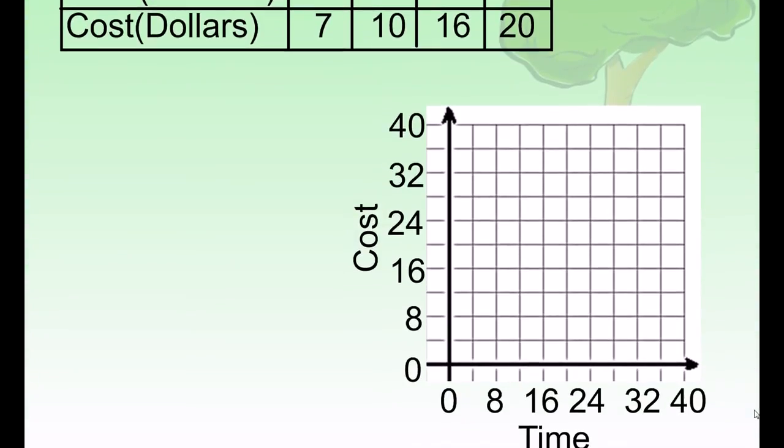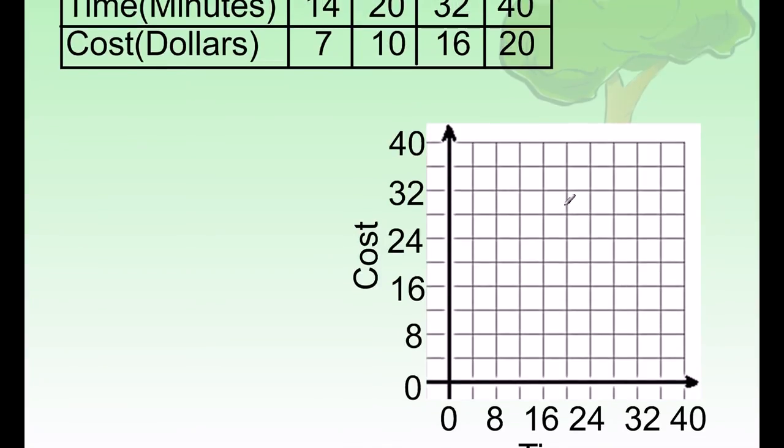So we have a little chart here for us in our graph space. So I'm going to do that. Time of 14 minutes, cost of $7. So 14 minutes, let's see, this seems to be counting by 4s. So that's 4, so that would be 12. So 14 minutes would be here. And this is also counting by 4s. So $7 would be like, I don't know, here-ish.